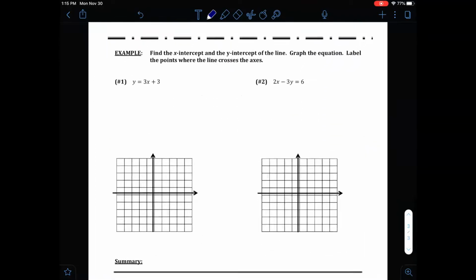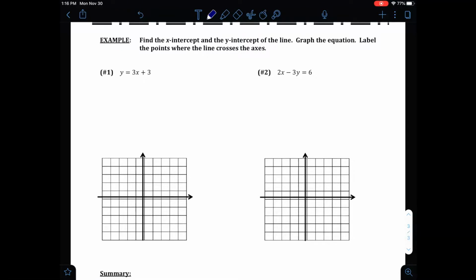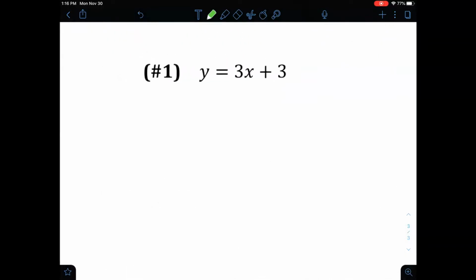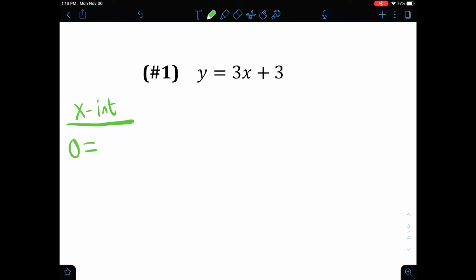All right, moving on. It says find the x and y intercepts of the line, graph the equation, and label the points where it crosses the x-axes. All right, so we're going to find the x-intercept and the y-intercept. Let's do the x-intercept first. So the x-intercept happens when y equals 0, right? So I'm literally going to plug in 0 for y. So we're going to get 0 equals 3x plus 3.